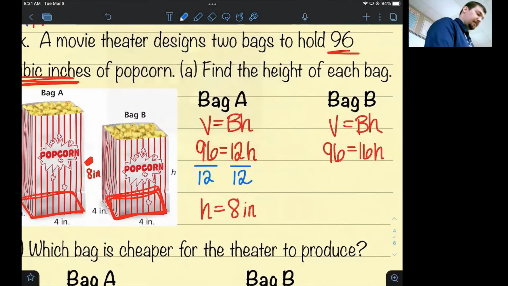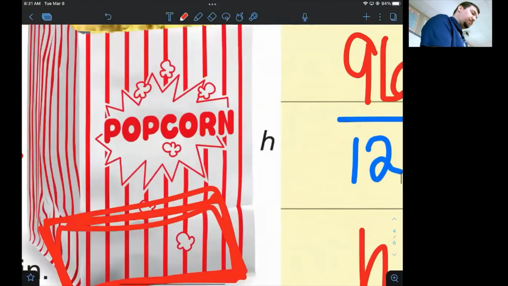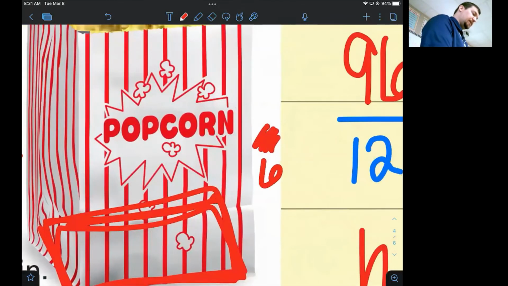Alexis, go ahead and divide 96 by 16. 6. That's right. So our height of this bag is going to be 6 inches. Go ahead and scratch out that H and replace it with 6 inches.